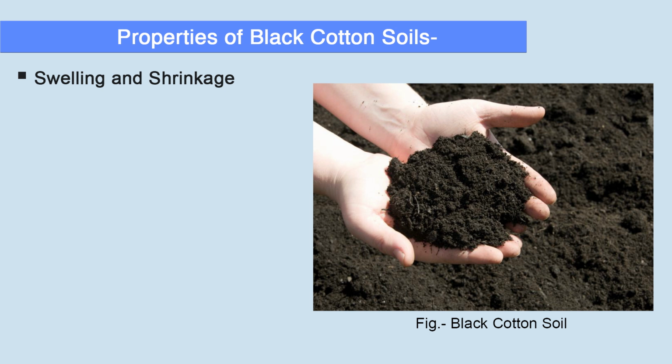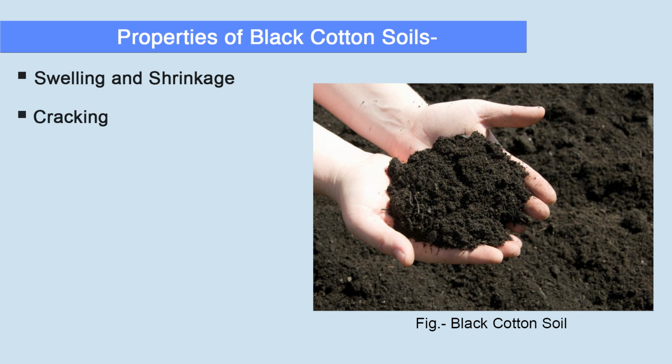First is swelling and shrinkage. Black cotton soils undergo substantial volume changes with moisture fluctuations. During the rainy season, these soils absorb water and swell, increasing in volume. Conversely, during dry periods, they lose moisture, shrink and develop cracks. These movements can exert lateral and upward forces on foundations, leading to structural issues like cracking, tilting and even complete foundation failure.